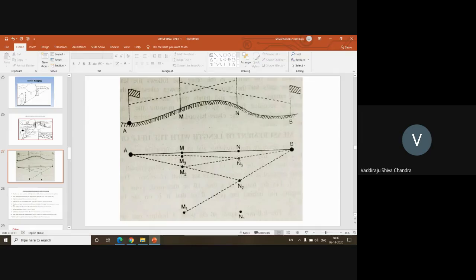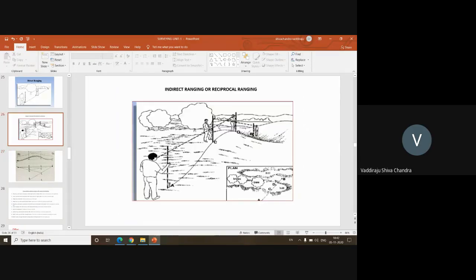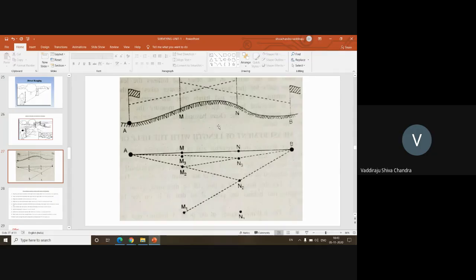After 2 to 3 iterations, you will be able to ensure that the person standing at N3 will reach the point N, and the person at M3 will reach the point M, which will be on the line A, B. This is the concept behind indirect ranging or reciprocal ranging. Where it is not possible for us to see the two endpoints, we identify 2 more intermediate points from where we are able to see the 2 endpoints, and we move slowly towards the actual required line A, B. This concept is called indirect ranging.